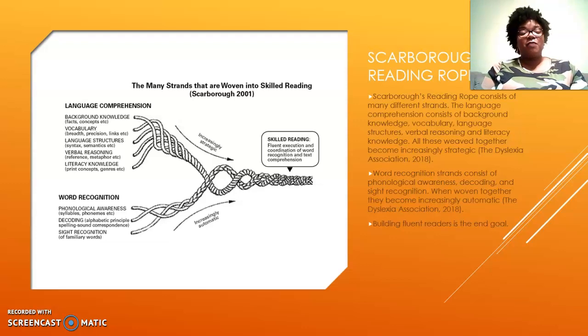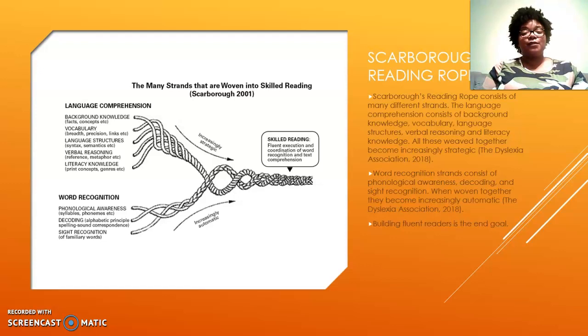And then there's the lower part of the rope, which is word recognition, or decoding, which simply includes phonological awareness, being able to break words down and know the syllables and the sounds that they make, the phonemes. Decoding includes alphabetic principle, spelling and sound correspondences, and sight recognition of the familiar words that we see every day. When those strands are intertwined and tightly closed together, they become increasingly automatic.